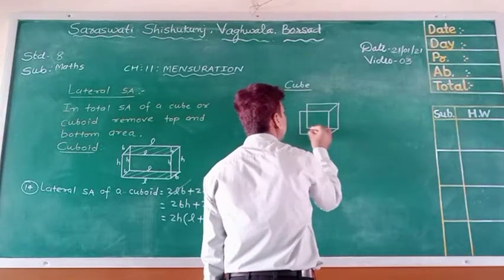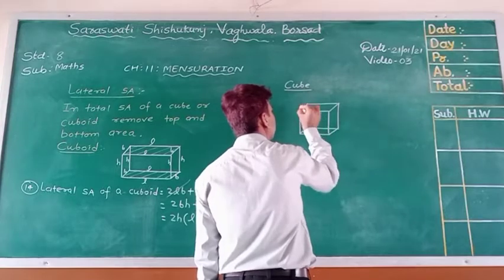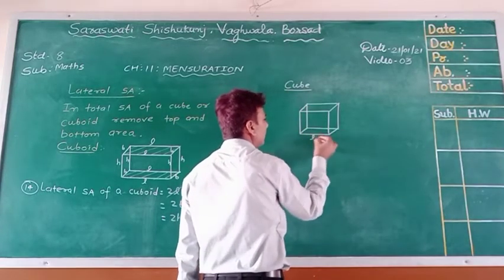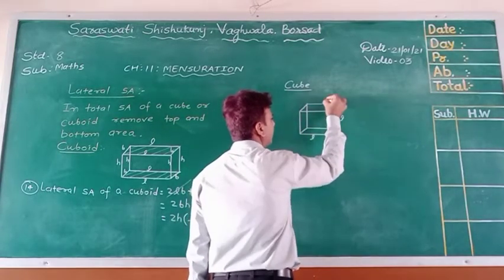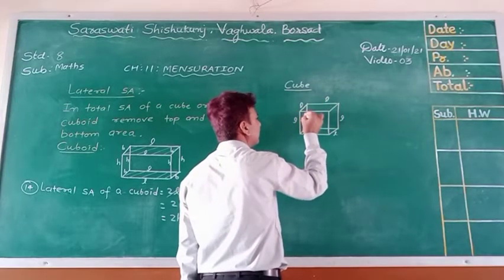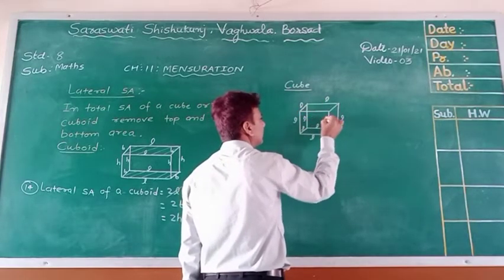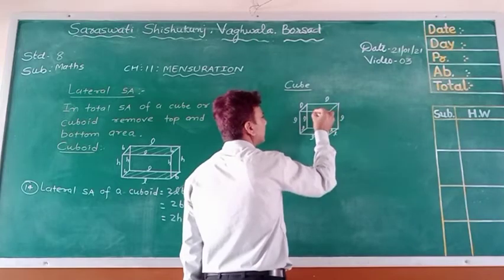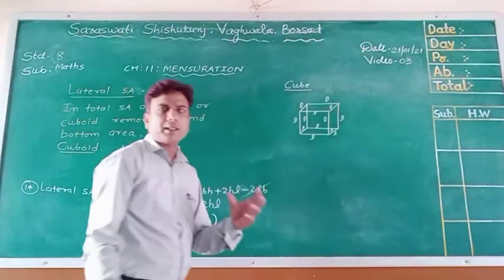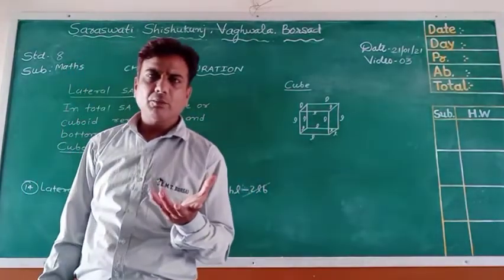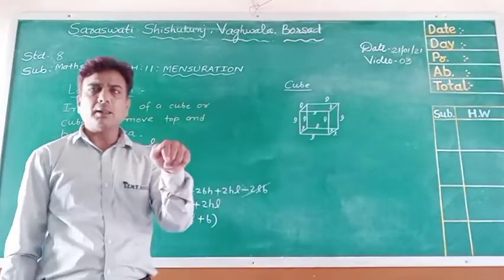This cube figure, all lengths are equal. This length, this length, all are the same length, because all are equal in a cube, we know. Okay. Now, lateral surface area.